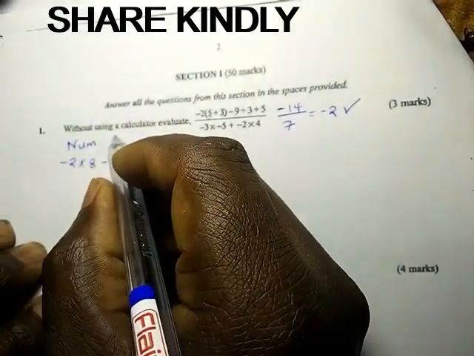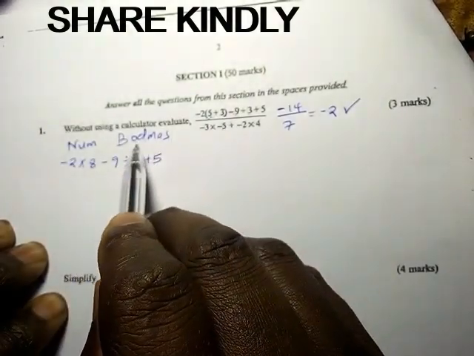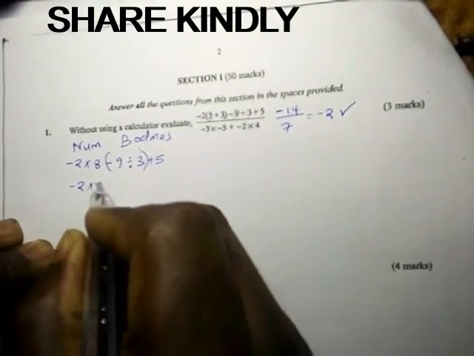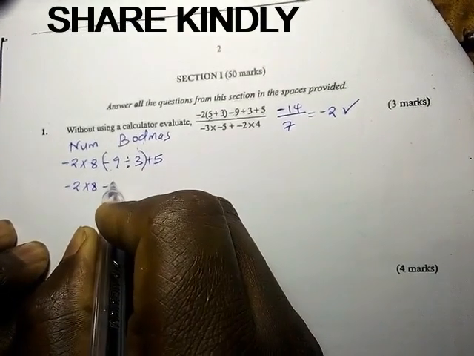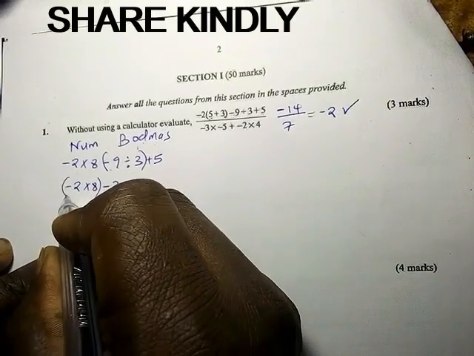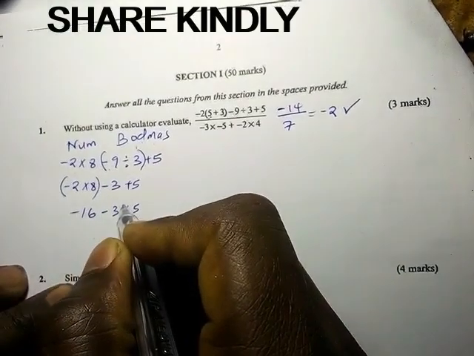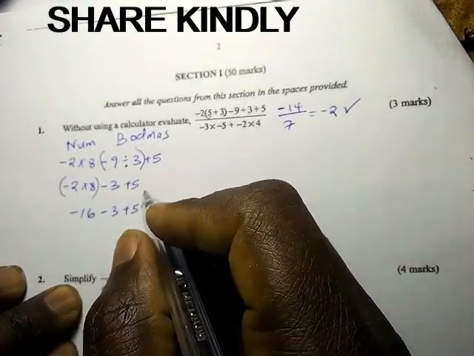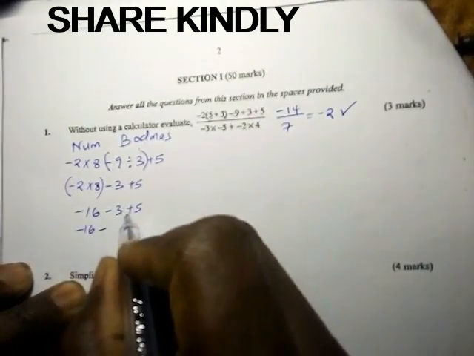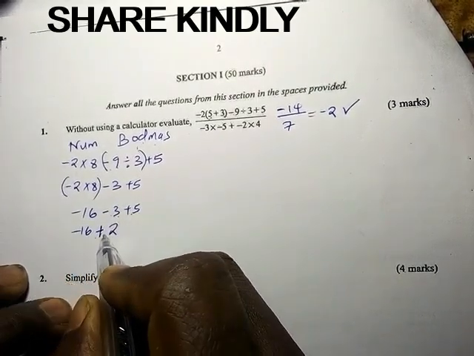So the next thing, you must use BODMAS. From here, what follows in BODMAS is division. So the division is here. So it will be negative 2 times 8, and negative 9 divided by 3 is negative 3, plus 5. Next is multiplication, which is here, giving negative 16 minus 3 plus 5. Very good. The next one is addition. So we will add this one, that is negative 16 plus 2. Right? This one, negative 3 plus 5, the answer is positive 2.